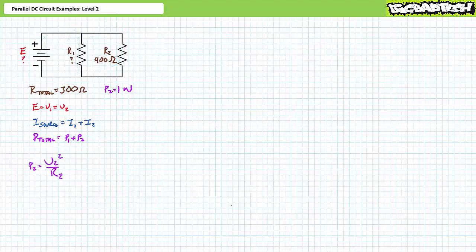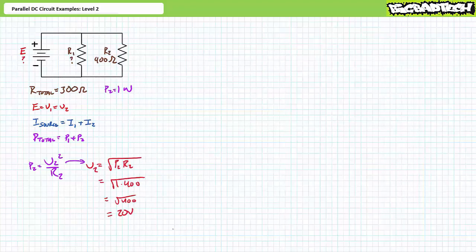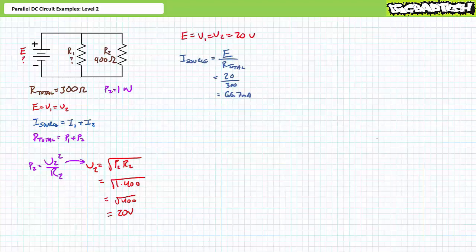You will no doubt recall that power dissipated by the second element is equal to V2 squared divided by R2. An algebraic rearrangement of this formula solving for V2 demonstrates that V2 is 20 volts. Voltage across elements in parallel is the same. For this circuit, E equals V1, which equals V2, and they all equal 20 volts. Source current is equal to supply voltage divided by total resistance. Substituting our given values yields 66.7 milliamperes.